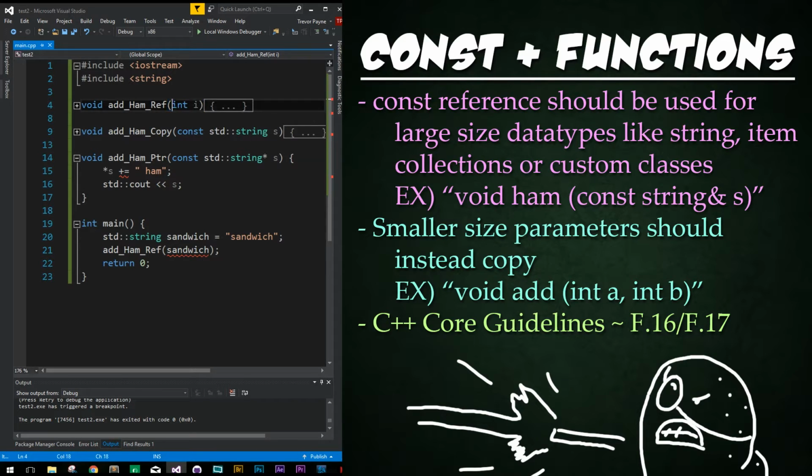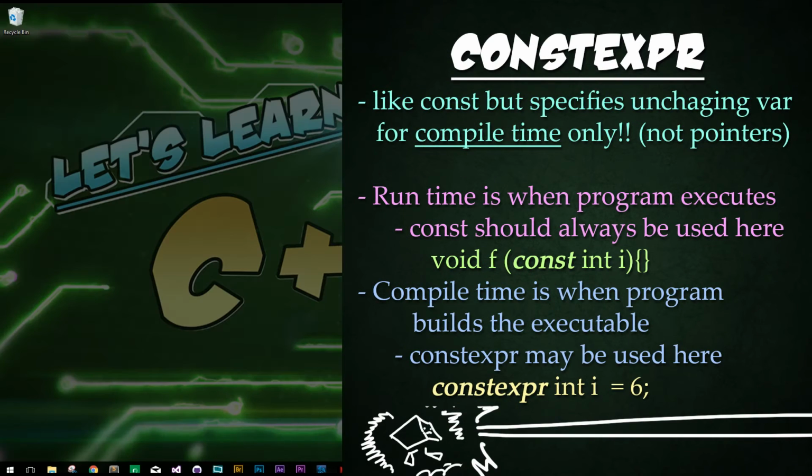This is to say that if the parameter being passed in is small in byte size, like an int or char, just pass it in as a copy without const or directly referencing the data. If it is large in size, like a string, item collection, or custom class, pass it in by a const reference. F.17 says in-out parameter references should not be const. So if you are, again, manipulating the data in any way and changing its value, then just take out the const.